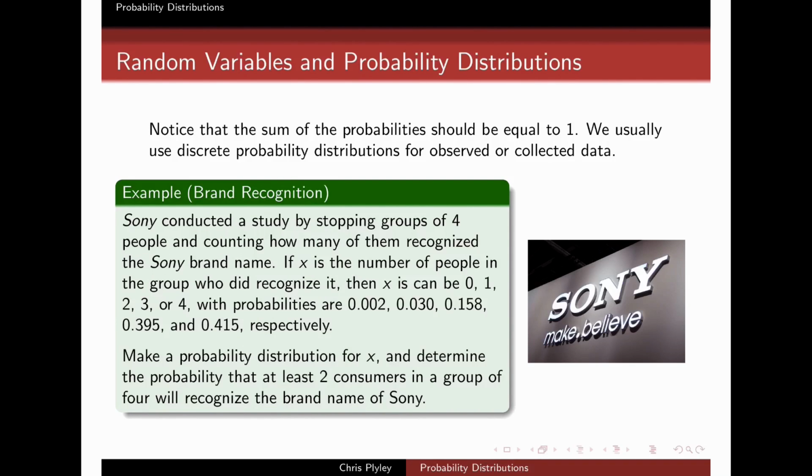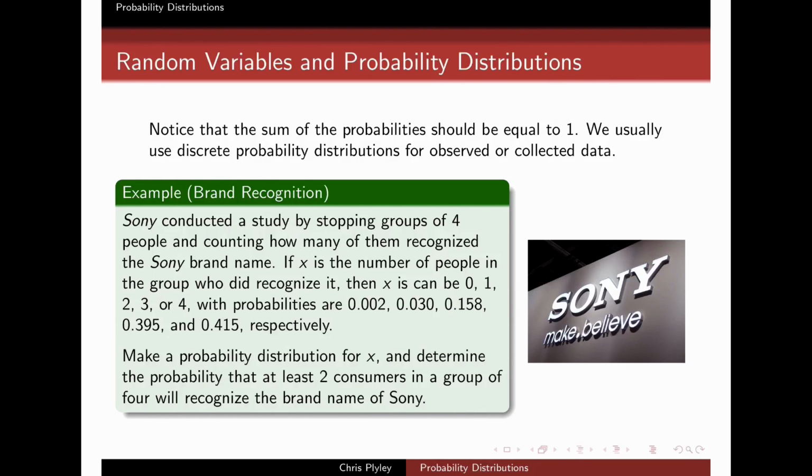Anyways, one last example, and then next time we'll talk about expectation and stuff like that. So here's an example. Sony conducted a study by stopping groups of 4 people and counting how many of them recognize Sony as a brand name. So in this particular case, we can associate a random variable, x, as representing the number of people out of 4 that actually recognized Sony. And so if x is the number of people that recognized Sony in our little group of 4, x can be either 0, 1, 2, 3, or 4.